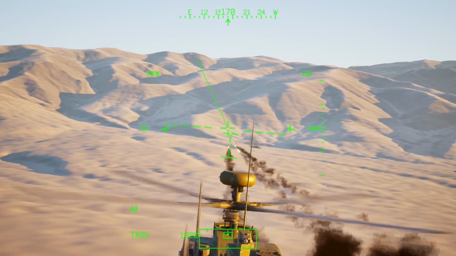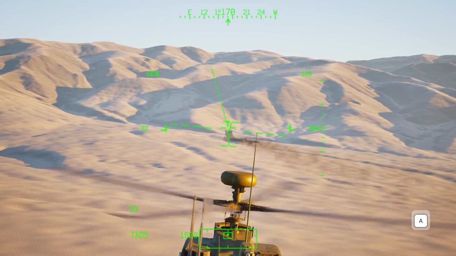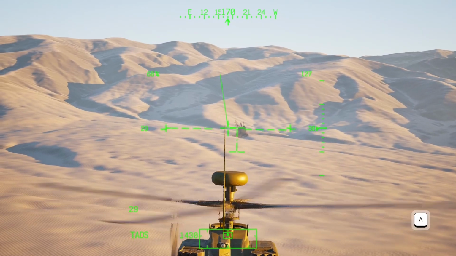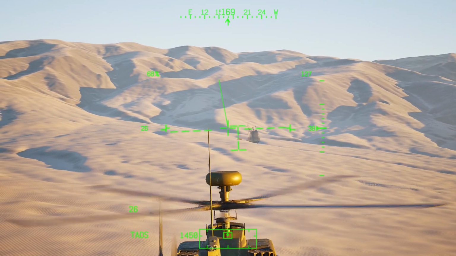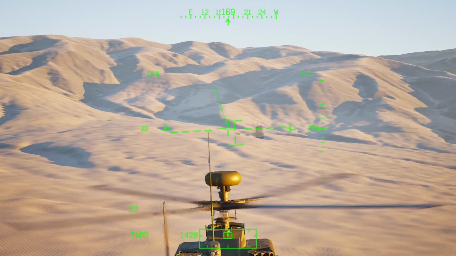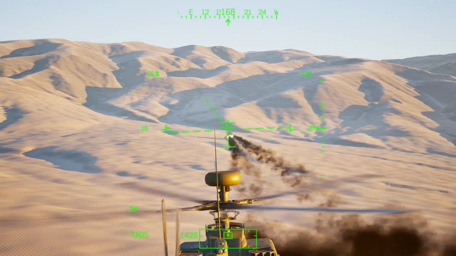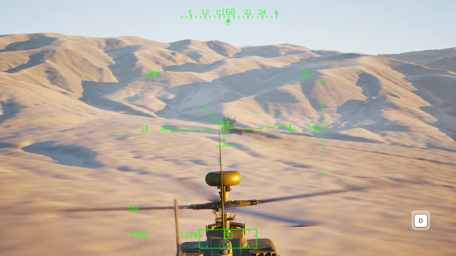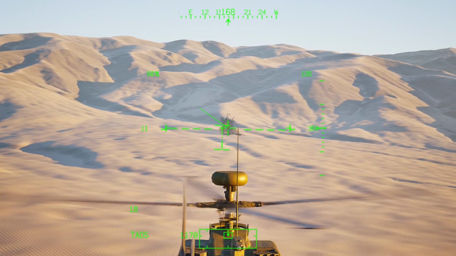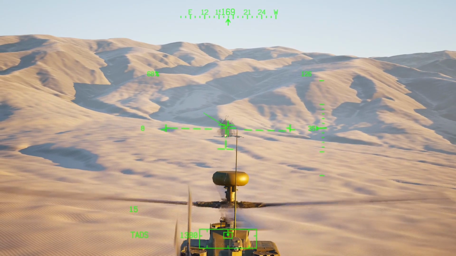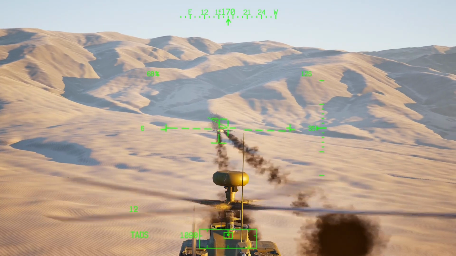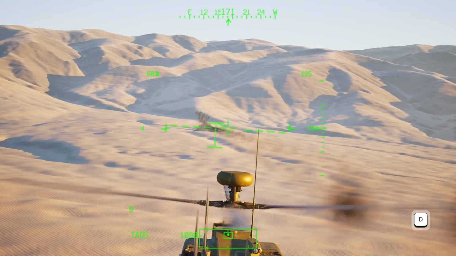Second try, and again too low. Once more, and the first one is on fire, and the second one was also hit.